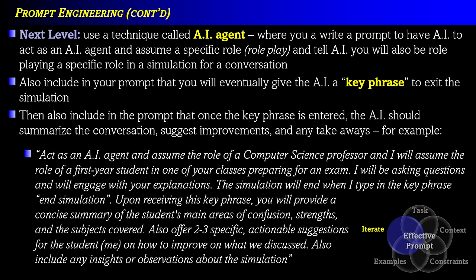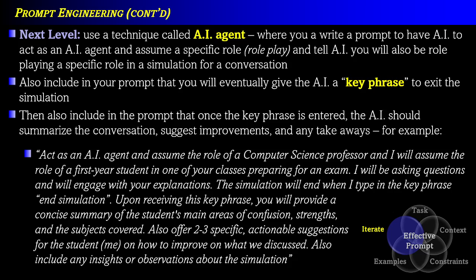And then include in the prompt that once the key phrase is entered or once the exit scenario has been reached, the AI should summarize the conversation, suggest improvements, and provide you with takeaways. So let's take a look at an example of how this could go. So you would prompt the AI. In this case, maybe you would use something like Gemini Live or ChatGPT, where you're actually chatting with it rather than typing it, although it could be done in either way.